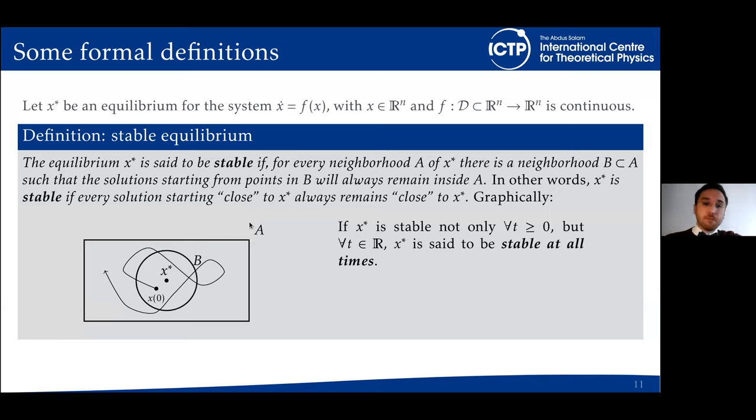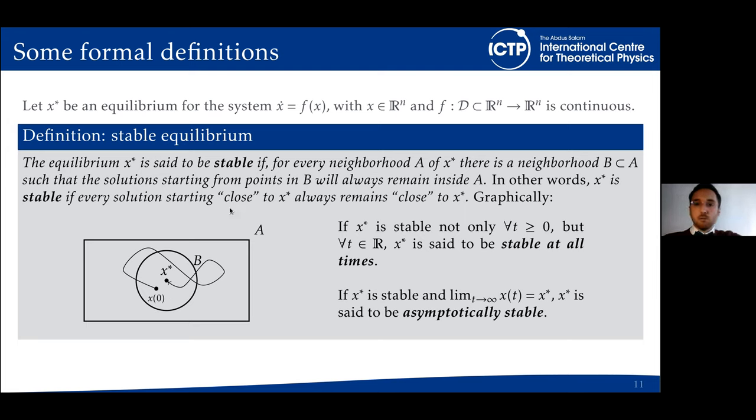On the other hand, if this solution, instead of going around this set A, at a certain point moves toward the equilibrium, so if the limit of the solutions is the equilibrium, we say that the equilibrium is asymptotically stable. So the difference between a simply stable equilibrium and an asymptotically stable equilibrium is that in the asymptotically stable equilibrium, we know that the solutions are moving towards the equilibrium, while if an equilibrium is simply stable, this doesn't necessarily happen. Is this clear? Are there questions?